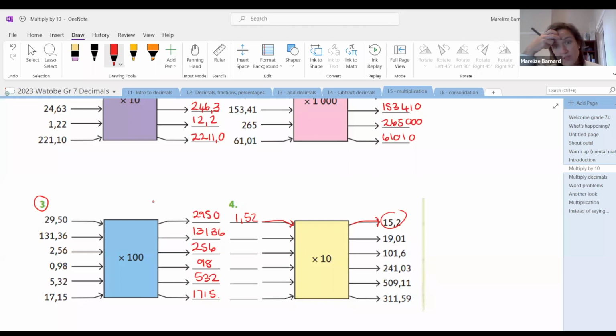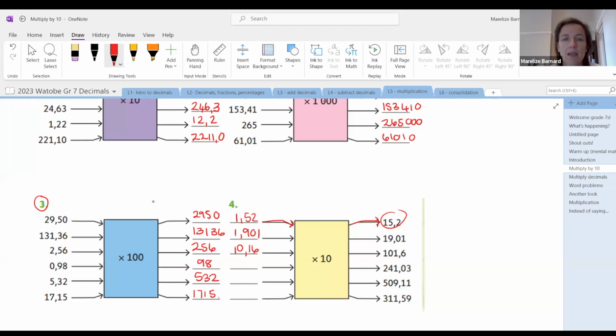I don't want to confuse division and multiplication now. So think to yourself, what number am I timesing by 10 to get 19,01? So what number will that be? 1,901. There we go. And what number times by 10 gives me 101,6? 10,16. And then you can check. You can say 10,16 times 10. Does that give me 101,6?